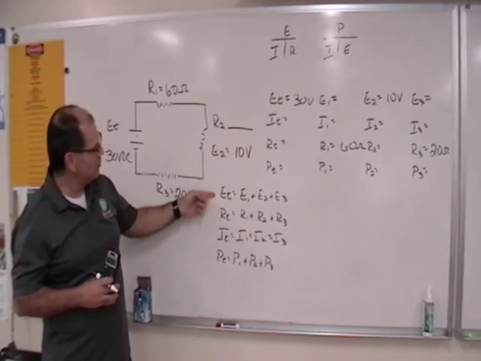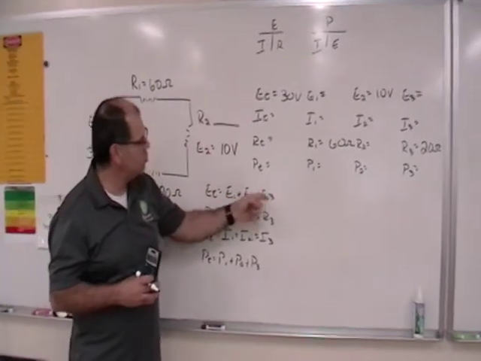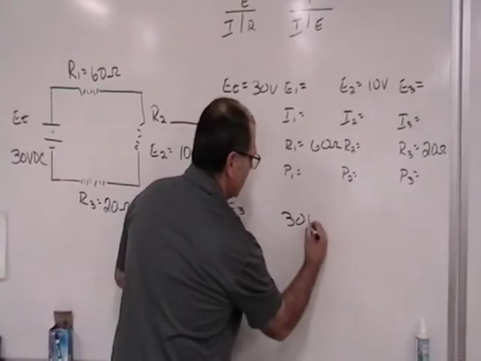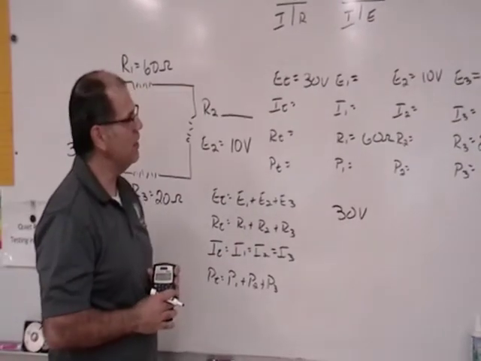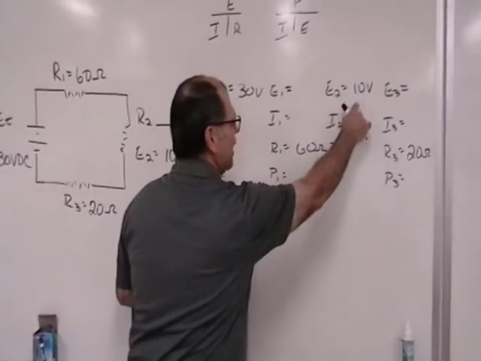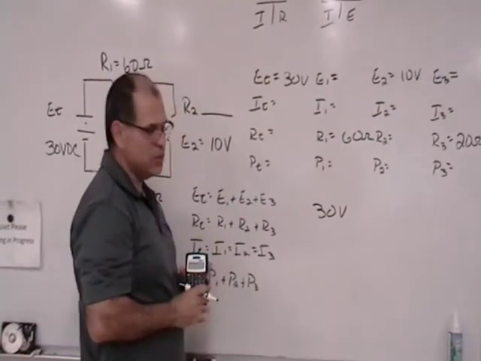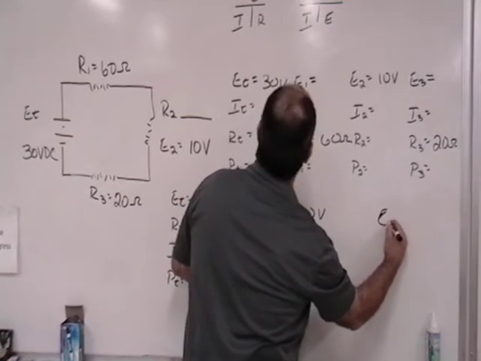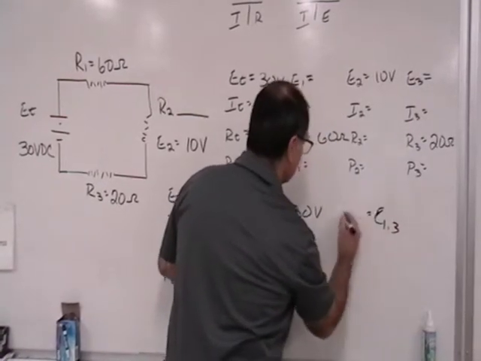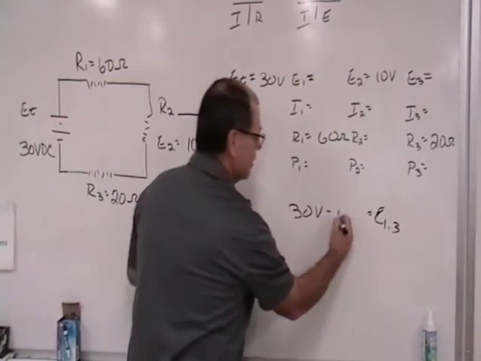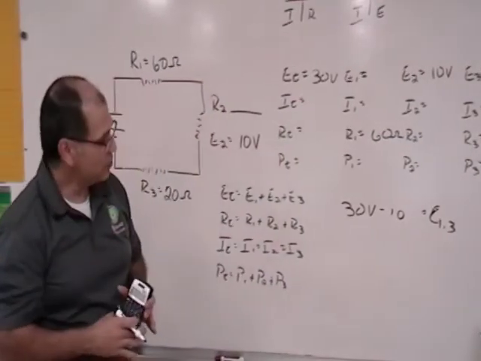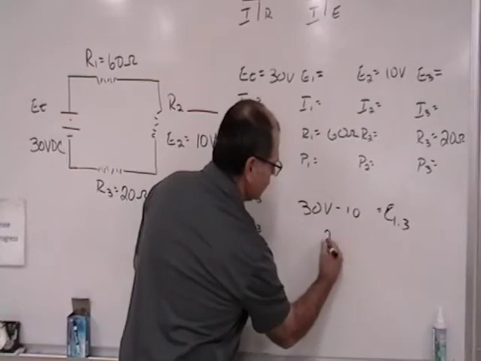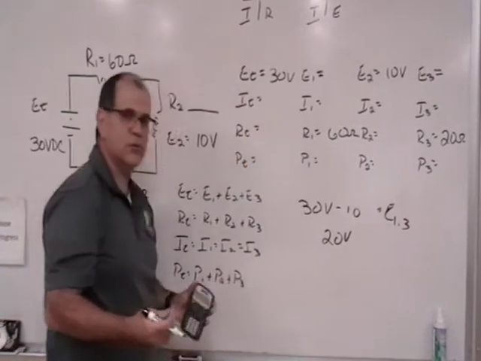We know that the total voltage is equal to E1 plus E2 plus E3. Well, if I know that my total voltage is 30, and I know that I have 10 volts at E2, that tells me that the voltage at 1 and 3 is equal to 30 minus 10. So the voltage drop across 1 and 3 is going to be equal to 20 volts.